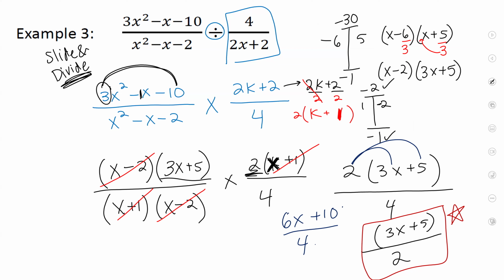6, 10, and 4 can all be divided by 2. 6 divided by 2 will give you this 3. 10 divided by 2 will give you this 5. 4 divided by 2 will give you this 2. It's the same thing. So whichever order you want to do it in, you still need to simplify it. Okay? Good point. All right. I want you guys to try example 4. And when you have it, I'm going to come around and stamp.